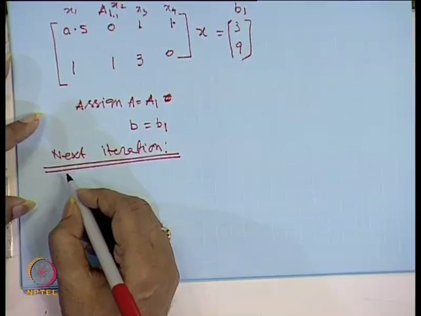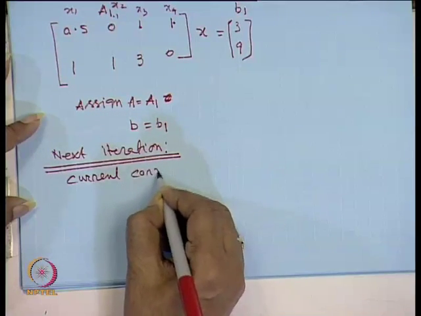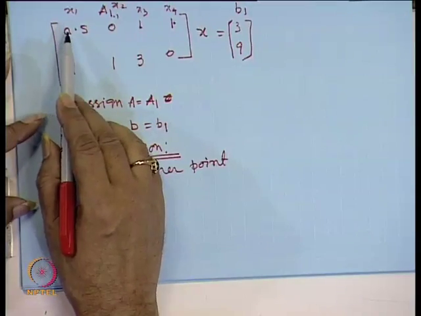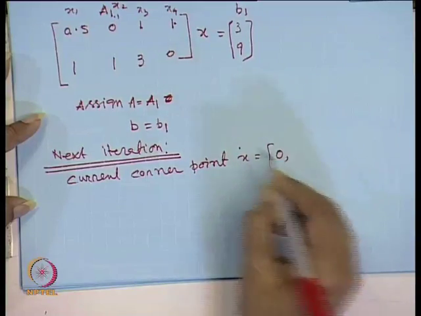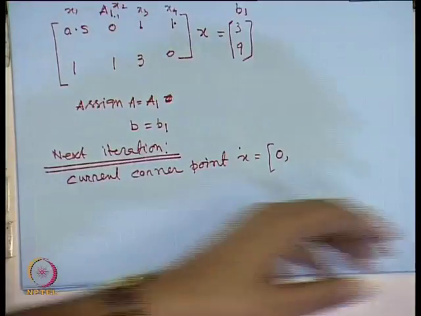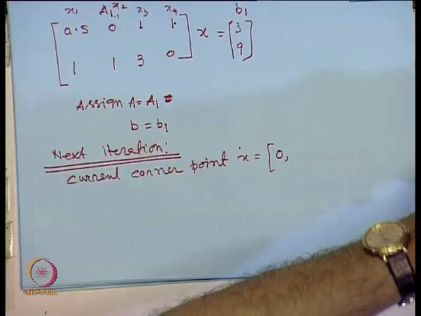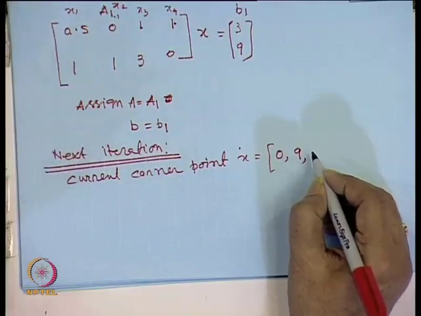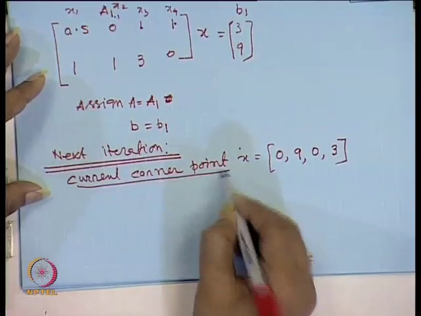Agree? So, what is the current corner point, the current vertex? Our non-basic variables are x1 and x3, so x1 is equal to 0. Then what is the x2 value you got? Just now you calculated it: x2 is 9. Then x3 is a non-basic variable, so 0, and the x4 value we got is 3. This is our current corner point.